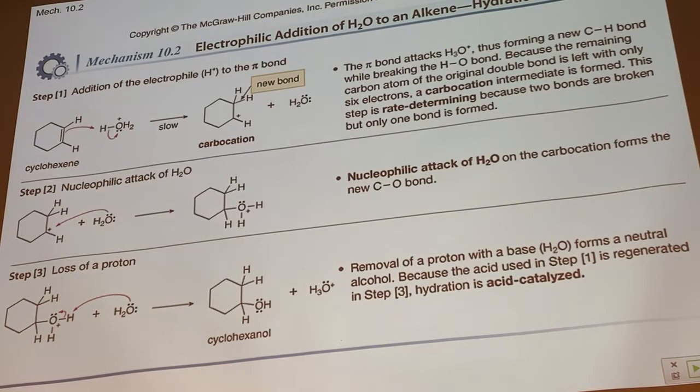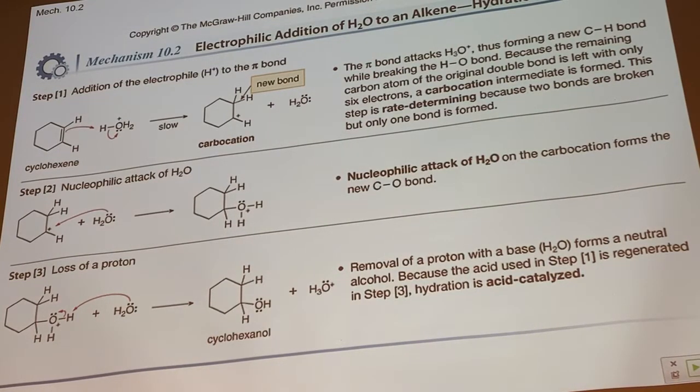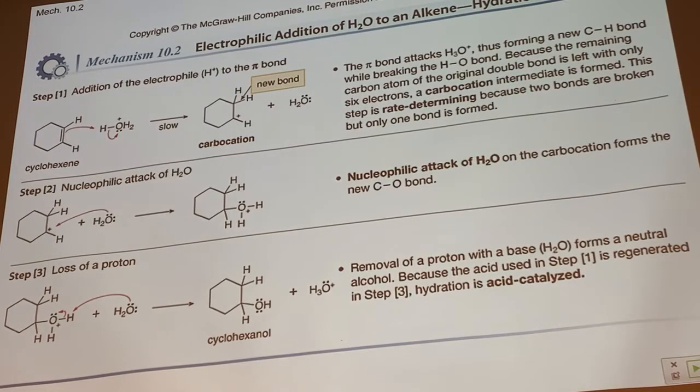Question? Because the HSO4- is highly resonance stabilized. That's one reason. And then the other reason is simply concentration related. You have a lot more water molecules in the reaction mixture than you have HSO4-. Okay? Does that answer your question, or do you have another one?